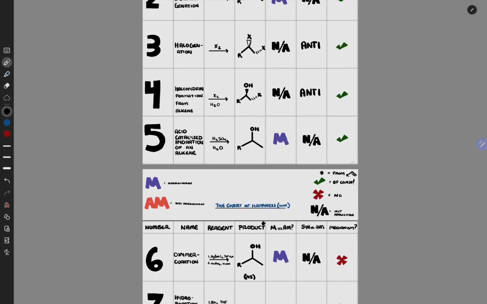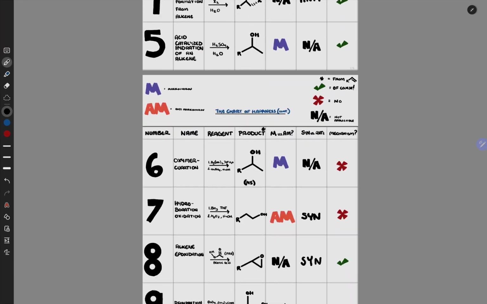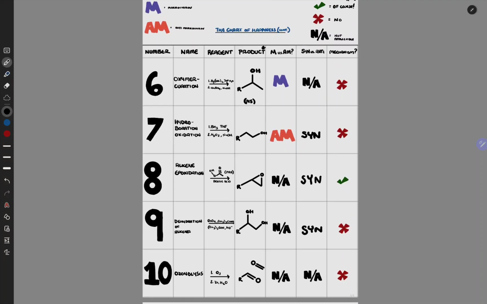Just like our last acid catalyzed hydration of an alkene, this molecule will add a hydroxyl group onto the more substituted carbon, but there are no shifts that will happen within this reaction. So no shifts will happen. This adds by Markovnikov addition again, and it's not applicable when it comes to syn and anti addition. Again, no mechanism.